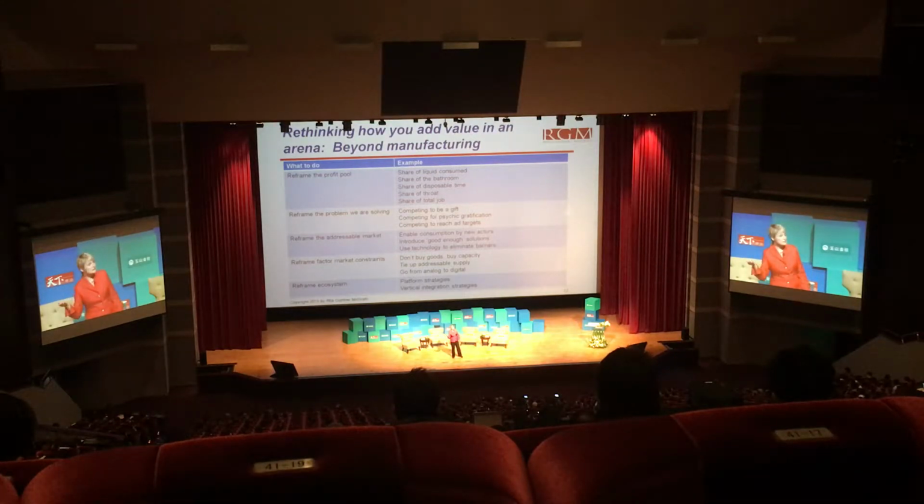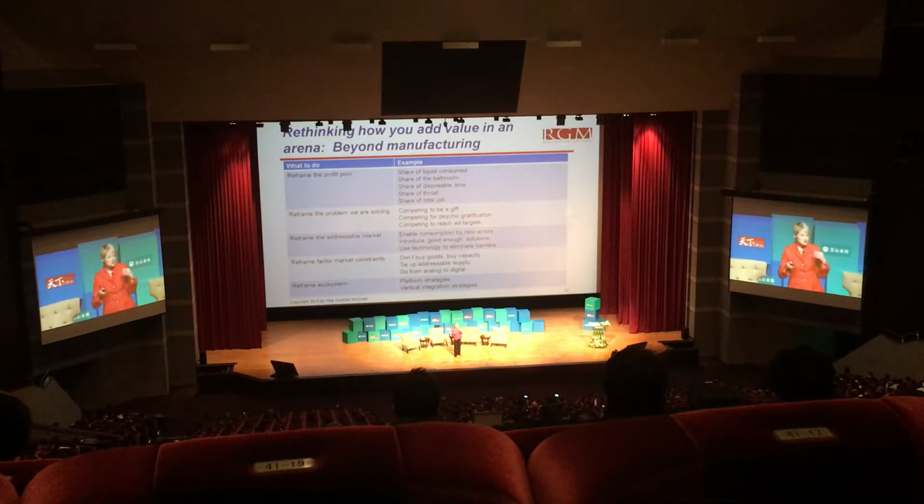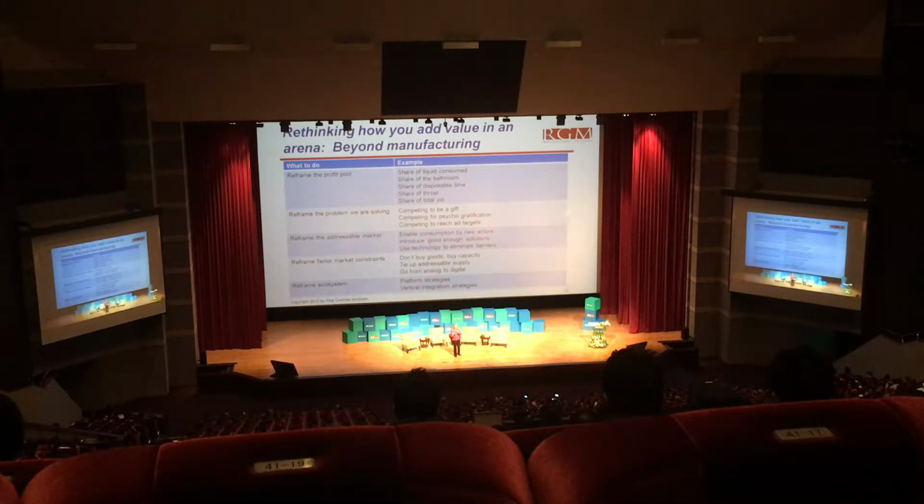It got them into things like Dasani water, which is one of their biggest products. It got them thinking about energy drinks. It got them thinking about fruit-based nutrition. Opened their minds to new things that could be much more relevant to what they were doing.